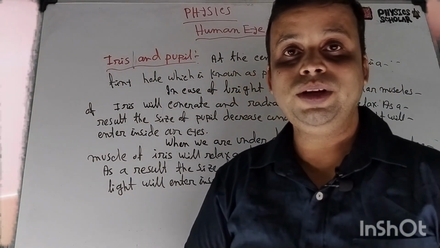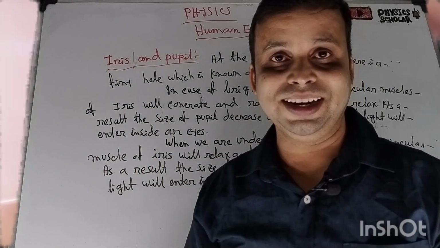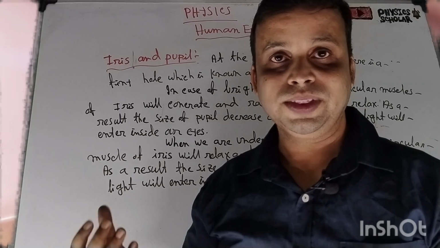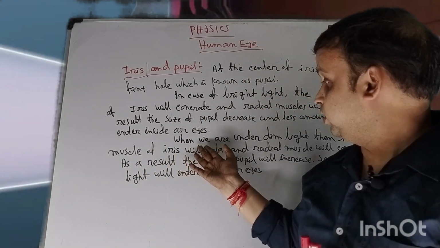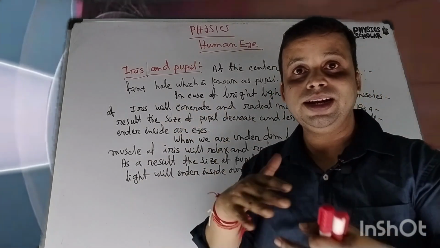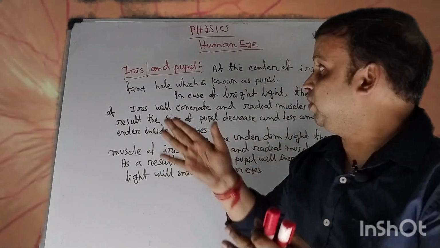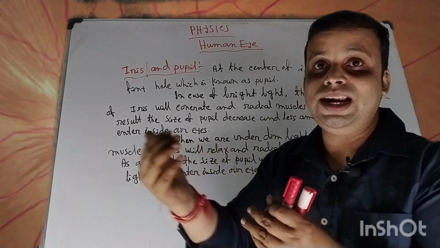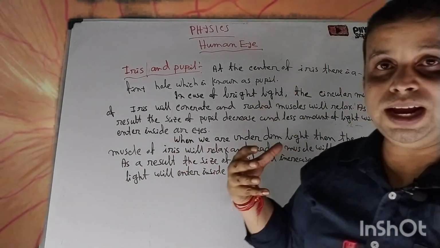Okay, so when we are under dim light, a night bulb is glowing or the moonlight is there, clear, then what is happening? The circular muscles will relax, that's the opposite of this, clear, and the radial muscles will contract. So as a whole, what will happen? The hole of the pupil, or size of the pupil, will increase. So more amount of light will enter inside our eyes, and in that case, after some time, we can view it properly.